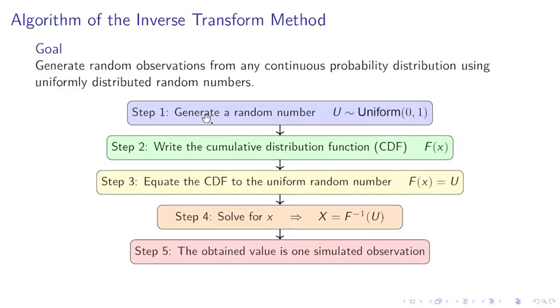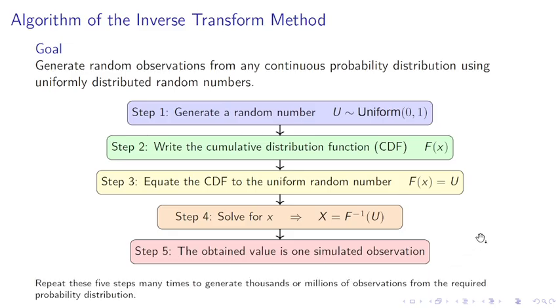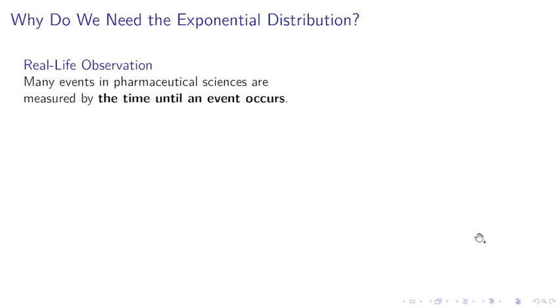Here our goal is to generate random observations from any continuous probability distribution using uniformly distributed random numbers. The first step is to generate a random number between 0 and 1. Write the cumulative distribution function F(x), the CDF. Equate the CDF to the uniform random number: F(x) = u. Solve for x, which implies x = F⁻¹(u), then obtain the value. The obtained value is one simulated observation. Repeat these steps many times to generate thousands or millions of observations from the required probability distribution.